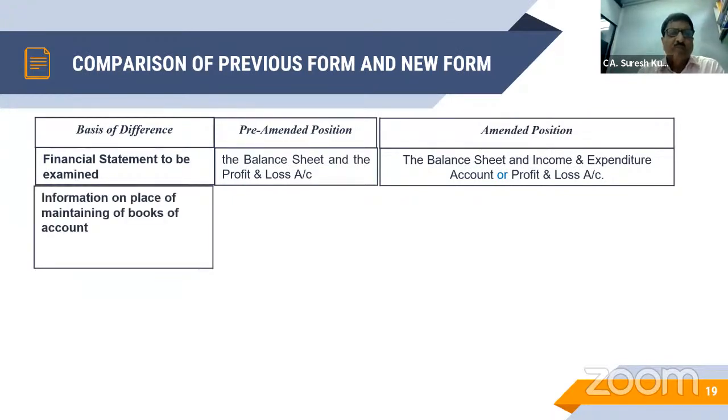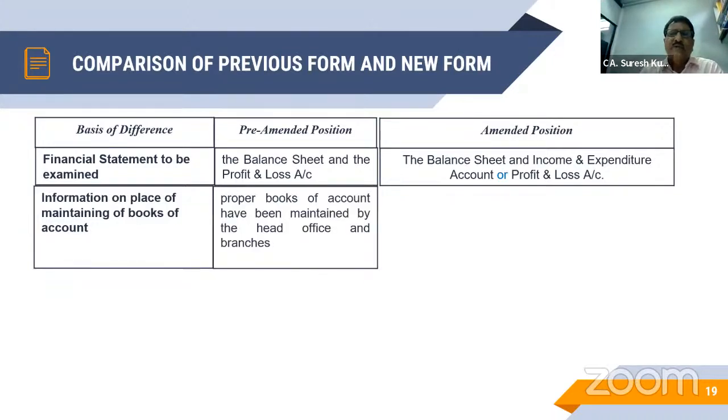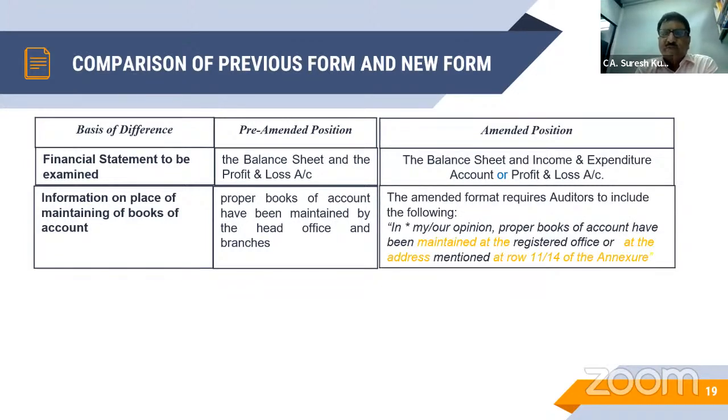The second is information on the place of maintaining books of account. In the pre-amended position, the auditor has to certify that the proper books of account have been maintained by the head office and the branches. But now, after the amendment, the auditor has to certify that, in his opinion, proper books of account have been maintained at the registered office or at the address mentioned at row 11 and 14 of the annexure. In rows 11 and 14, we have to submit intimation to the assessing officer of places other than the registered office where we are keeping our books of account and other documents. Row 11 is of Form 10BB and row 14 is of Form 10B. So whatever we mention in those rows, the auditor has to certify that, in his opinion, proper books of account have been maintained at the registered office and those places.